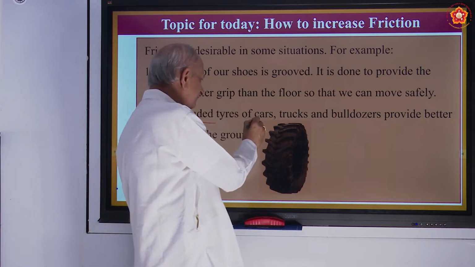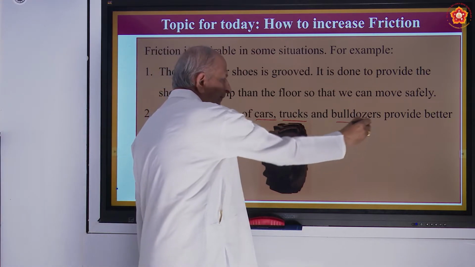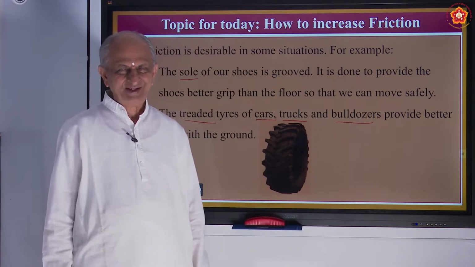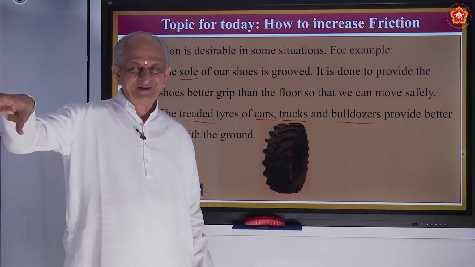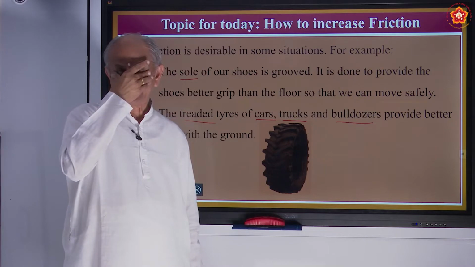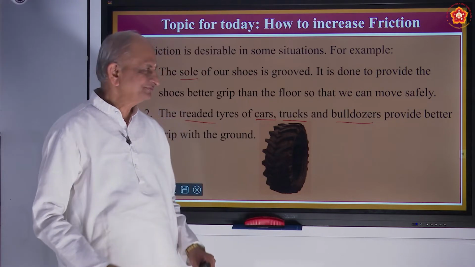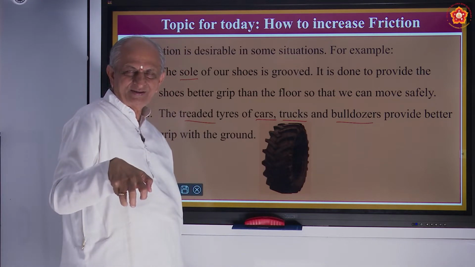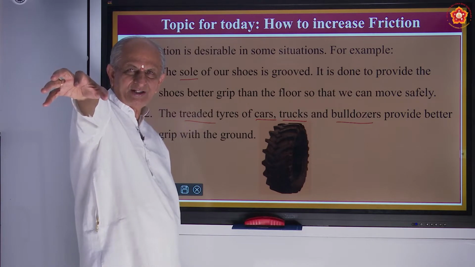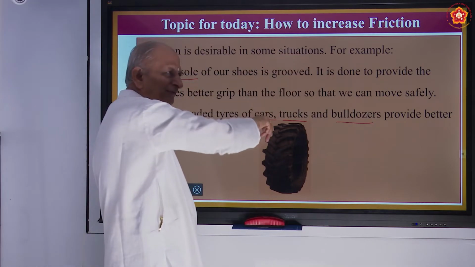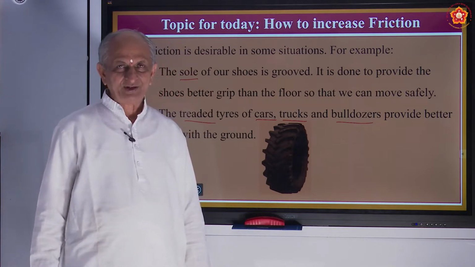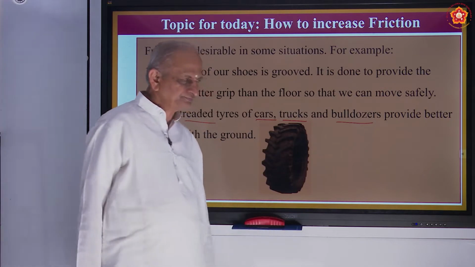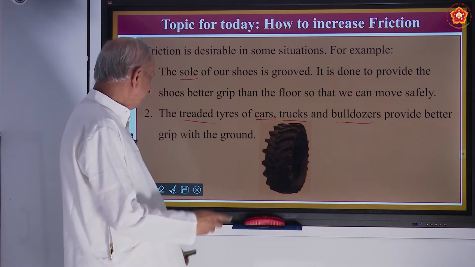So in cars, trucks and bulldozers. What do you mean by bulldozer? You have seen it? It replaces the work of about 30 to 40 members, also called JCB. Correct? And it can pull sand or any material which is very heavy, and it can shift it to other places with the help of what are called cranes. And the tires of those bulldozers will be very much threaded.